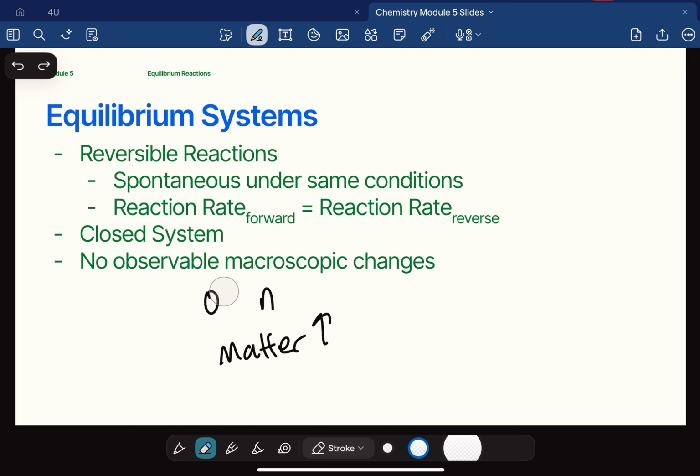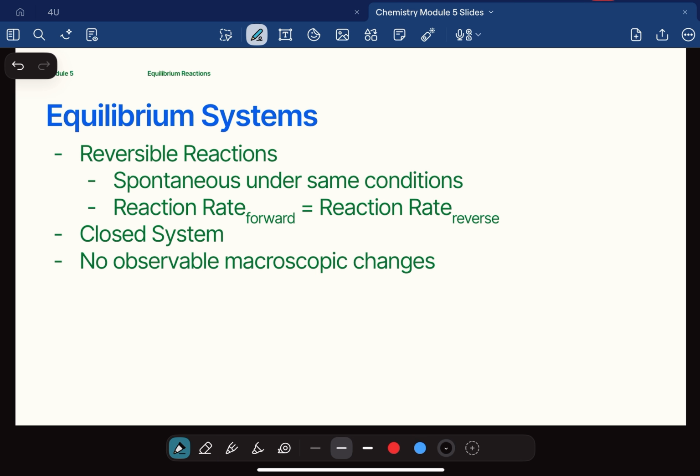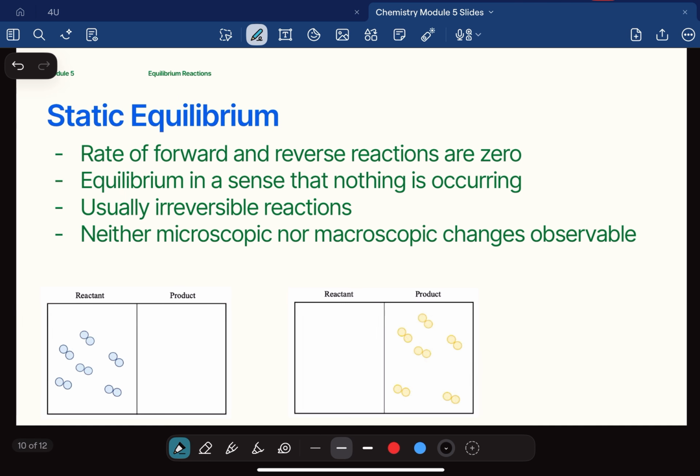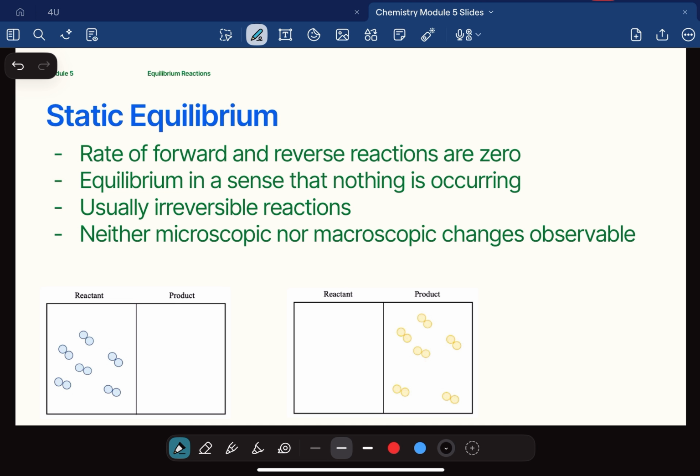In an equilibrium system, you won't be able to see any macroscopic changes either, but there will be microscopic ones going on. Now, there's two types of equilibrium systems. We'll cover both, but we're only really going to be tested on dynamic equilibrium. So the first one is static. It's a state of equilibrium in the sense that nothing is happening at all. So the reaction rate is 0 for both forward and reverse. It usually happens for irreversible reactions, and you can't see microscopic or macroscopic changes because nothing's happening.